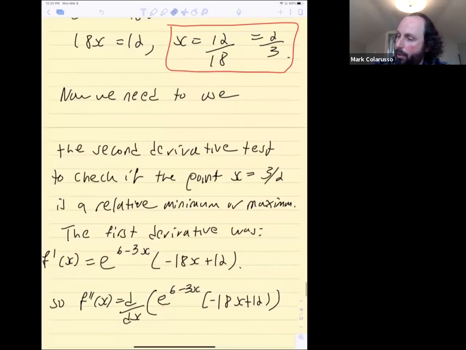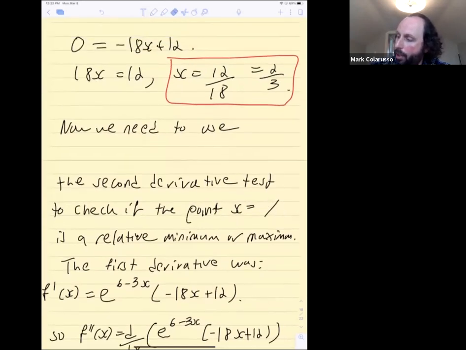So let me just make that correction here. This has to be 2/3, not 3/2. And off we go.